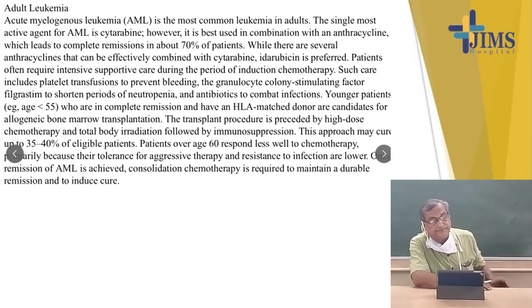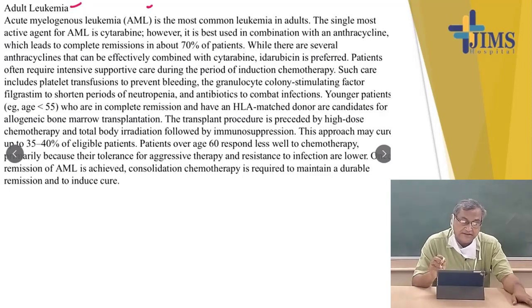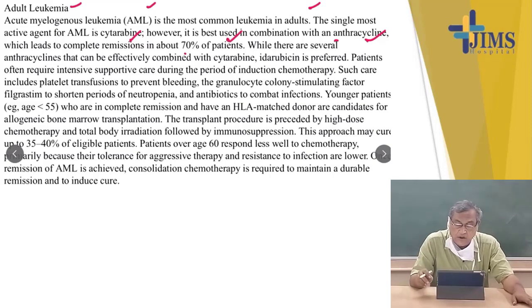Now adult leukemia. Acute myelogenous leukemia, AML. It was previously known as acute myeloid leukemia, but nowadays it is known as acute myelogenous leukemia. It's the most common acute leukemia in adults. The single most active agent for AML is cytarabine. However, it is best used in combination with an anthracycline antibiotic, which leads to complete remission in about 70% of the patients. While there are several anthracyclines that can be effectively combined with cytarabine, idarubicin is preferred.